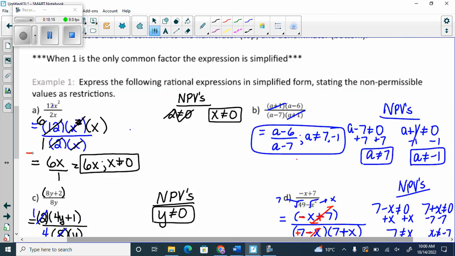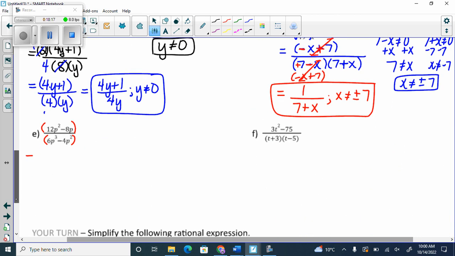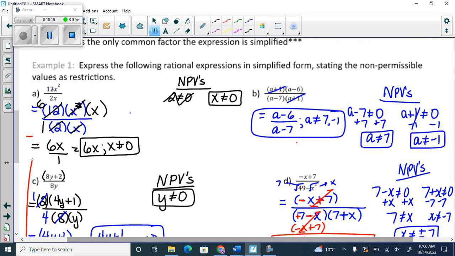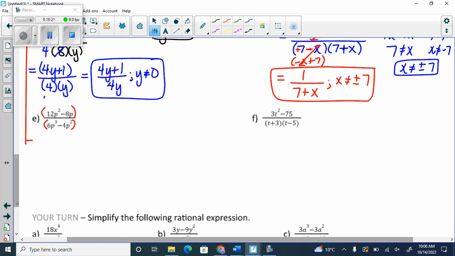Now I look here. Oh gosh. I have to stand away from it. I don't know.